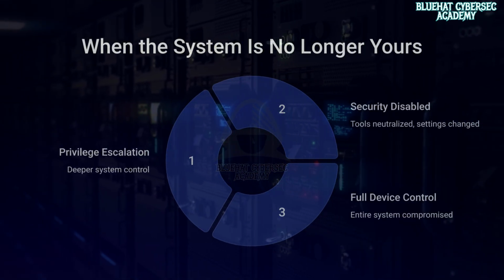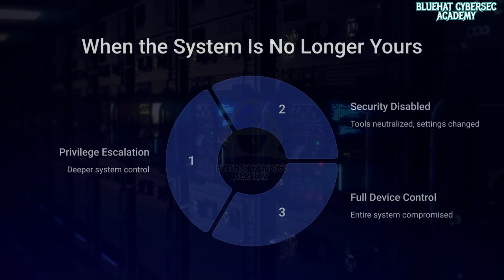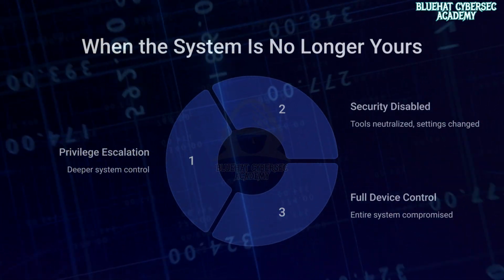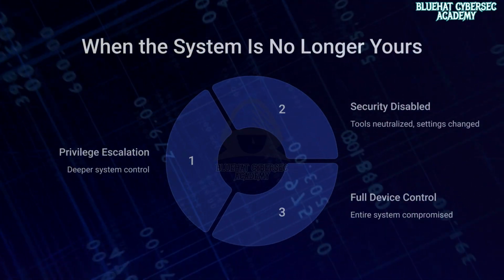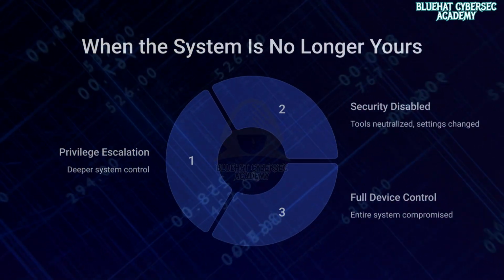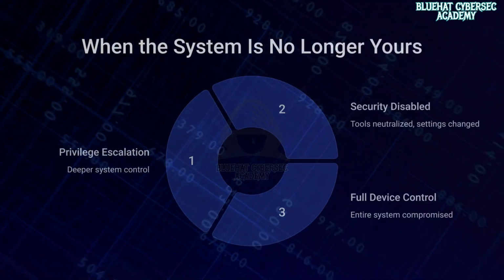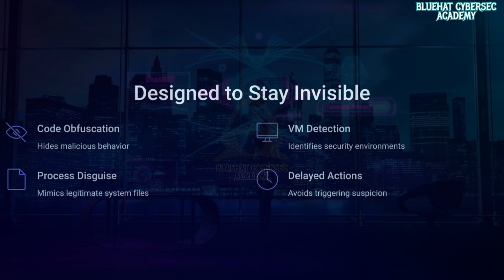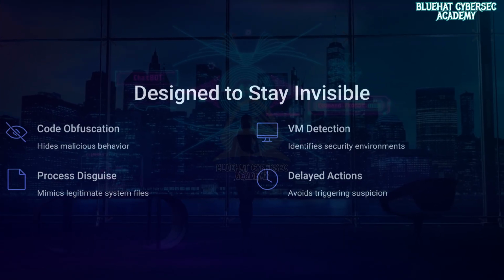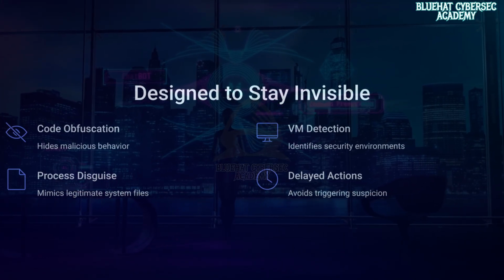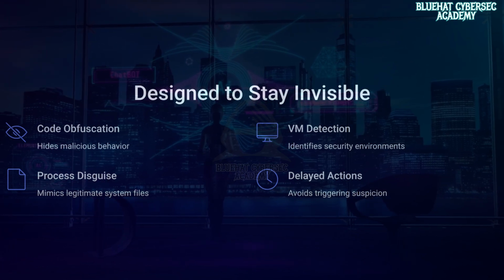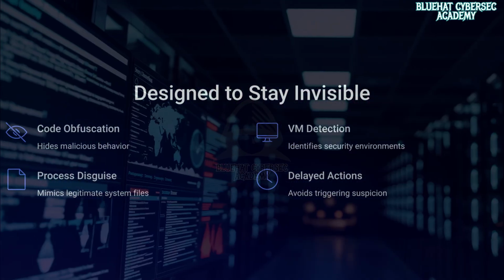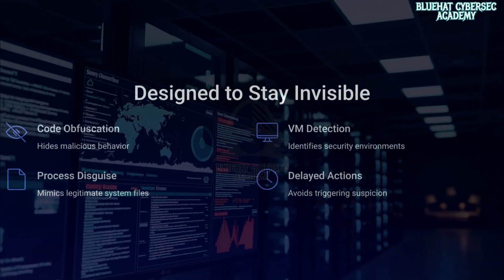Once inside, some RATs also attempt privilege escalation and deeper system control. If successful, the attacker can change system settings, disable security tools, access protected files, and expand control over the entire device. At this stage, the system is no longer just compromised, it is effectively controlled. And to make sure they are not easily caught, RATs rely heavily on evasion techniques. These include obfuscating code to hide behavior, detecting virtual machines or security tools, disguising processes as legitimate system files, and even delaying malicious actions to avoid triggering suspicion. The goal is always the same: stay invisible for as long as possible.